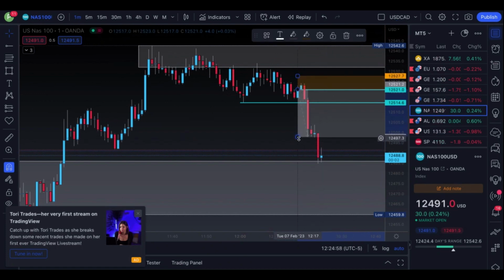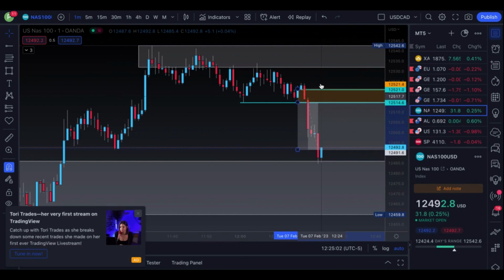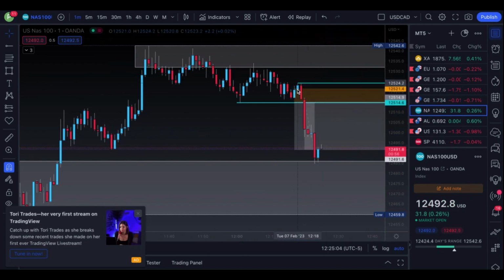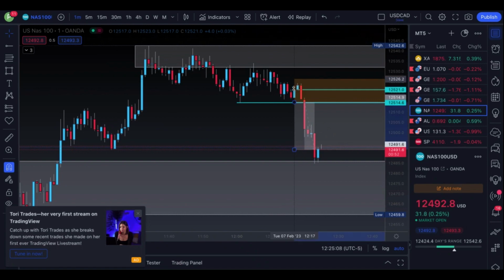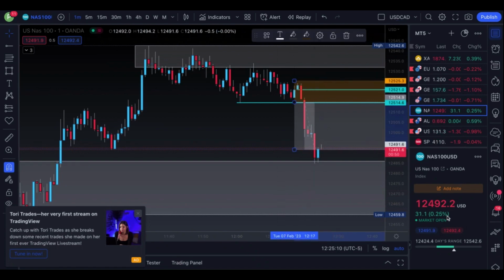Now you would have really caught more. You know what I'm saying? Or if you wanted to wait on that break on that 15-minute candle, bam. You know you broke this bullish candle. I put my stop loss above those highs and take it down.